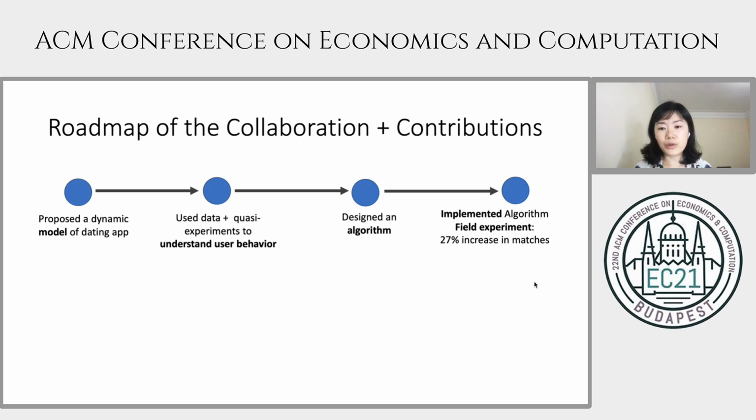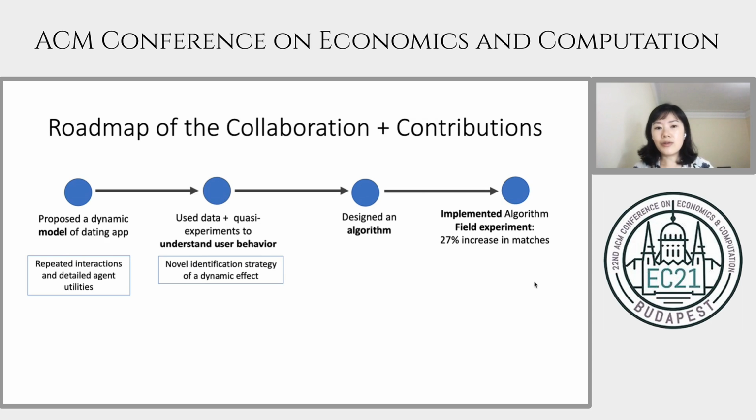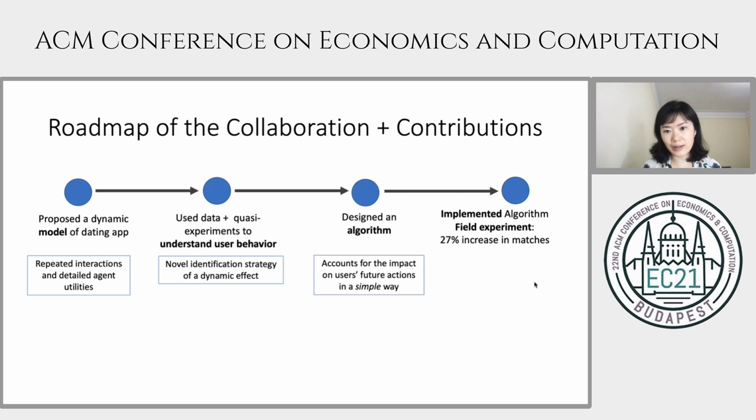So we do four things in this paper. First, we propose a dynamic model of a dating app where we allow users to repeatedly interact with the platform and also allow for detailed user-specific utilities. And then using data from our partner platform and using some quasi-experiment, we try to understand user behavior and estimate their utility functions. Here we propose a novel identification strategy to estimate a dynamic effect.